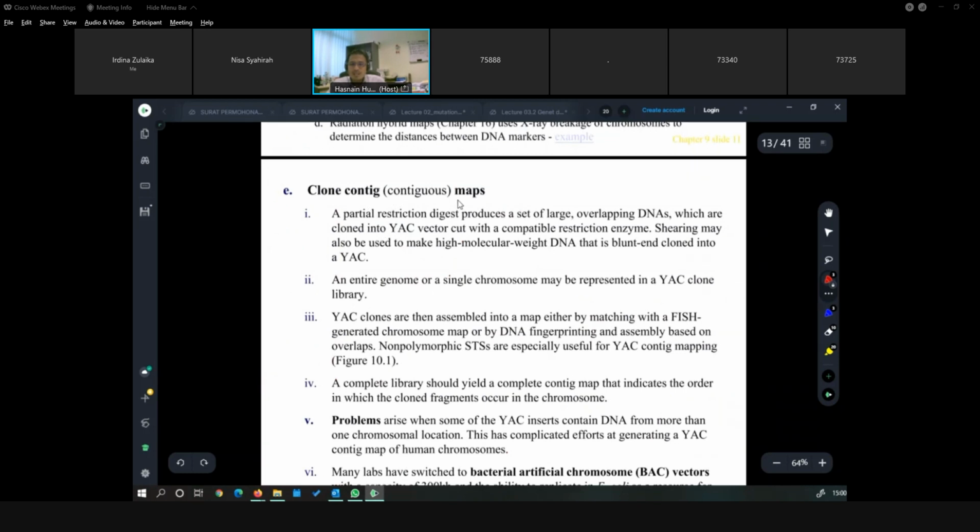Contig maps, or contiguous maps. Contiguous maps are made by partial restriction digestion that produces a large set of overlapping DNA fragments, which are cloned into a YAC vector cut with a compatible restriction enzyme. Shearing may also be used to make high molecular weight DNA that is blunt end cloned into a YAC vector. Okay.